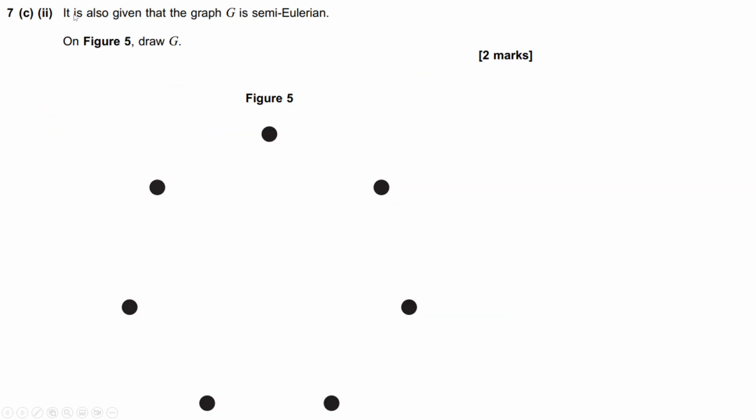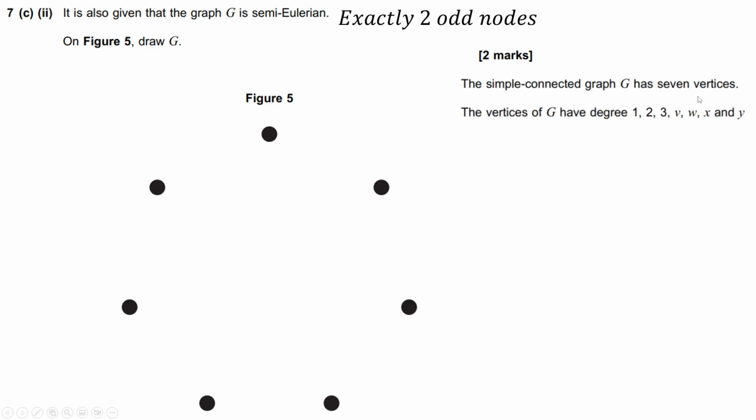Okay. It's also given that the graph G is semi-Eulerian. If something is semi-Eulerian, it means it has exactly 2 odd degree nodes. Okay, so exactly 2 odd degree nodes, and it's simple. I've written on here the values of x and y. Now, x and y can only ever be 2 and 4, because if it has exactly 2 odd degree nodes, well, here we've got 2 odd degree nodes, right?